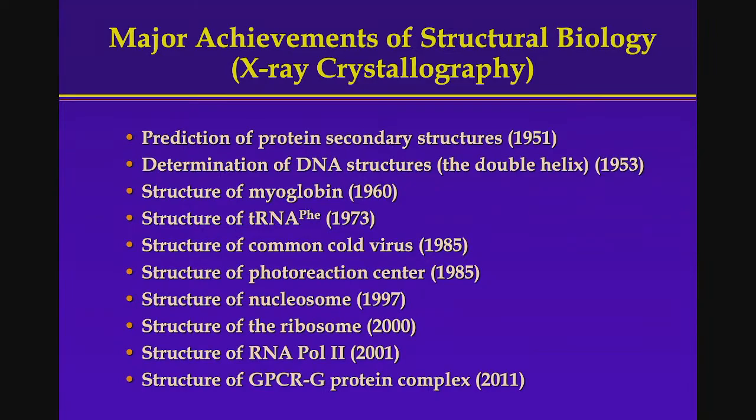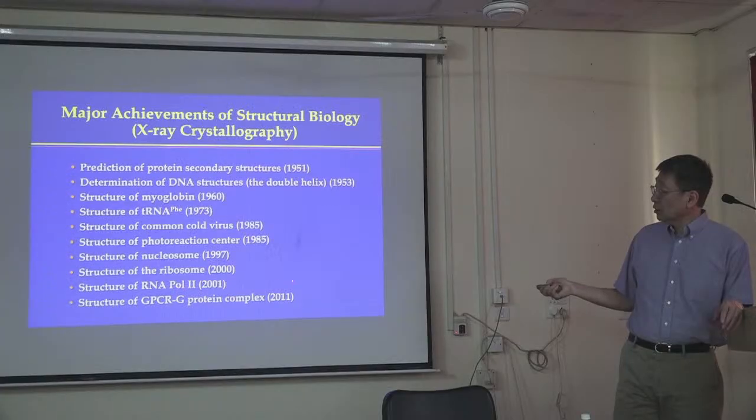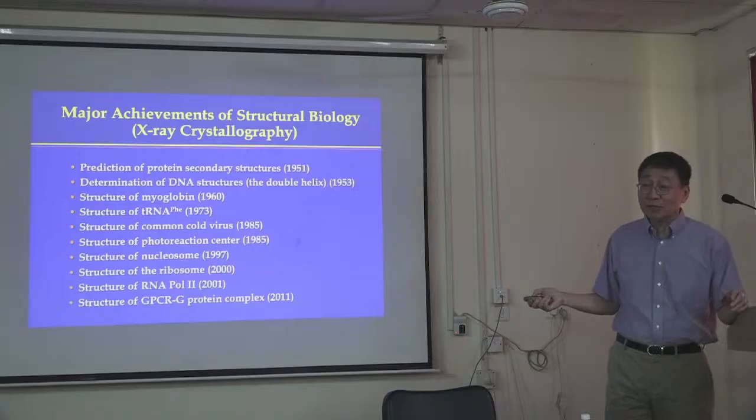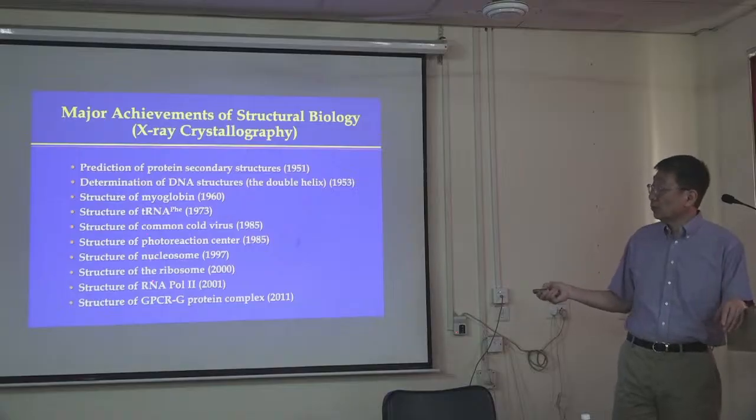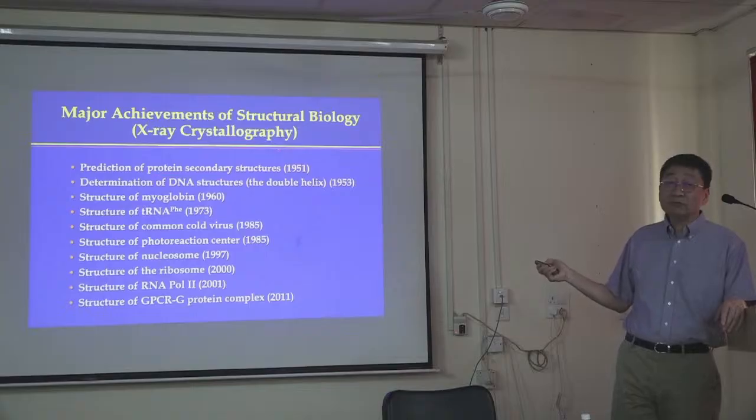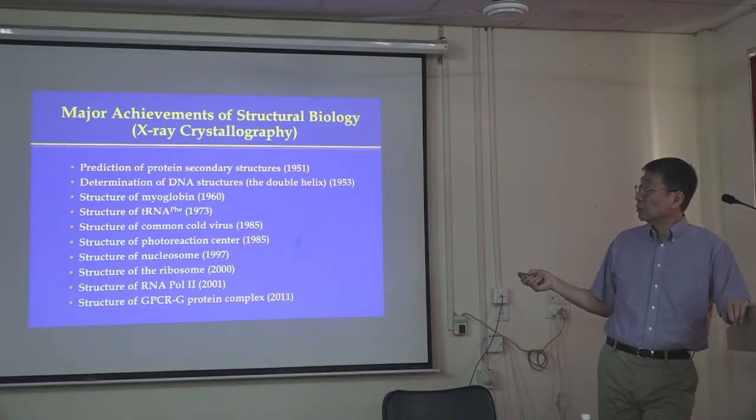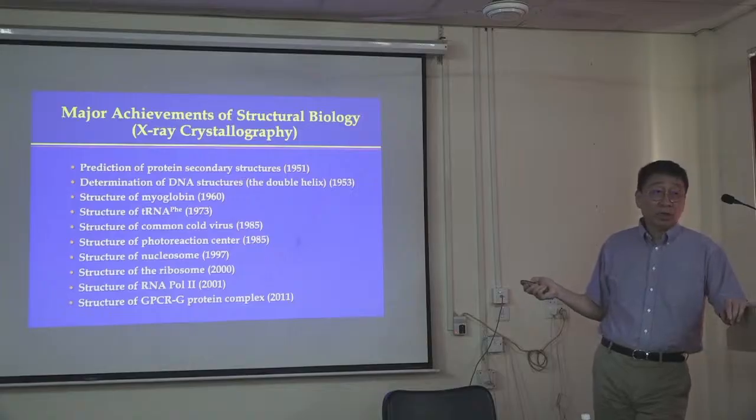If you look back into history, the major achievements of structural biology that helped understand biological or biochemical processes are all, actually, this is up to 2011, well, 14 years ago now, all of these are by crystallography. For example, the prediction of secondary structures, 1951 by Linus Pauling. Of course, the double helix, 1953, Watson and Crick.